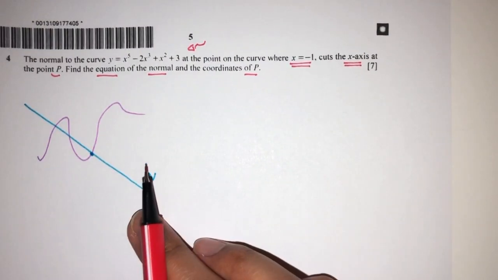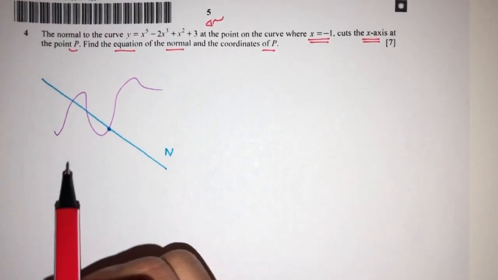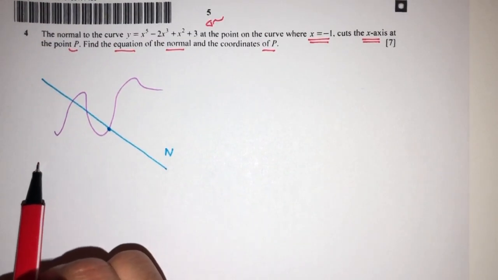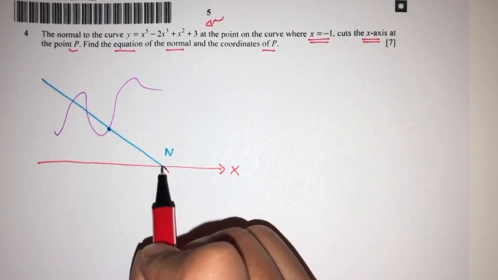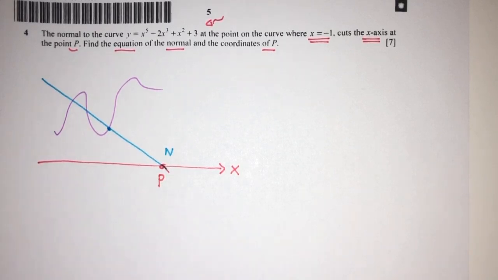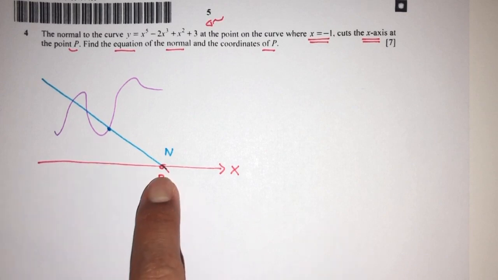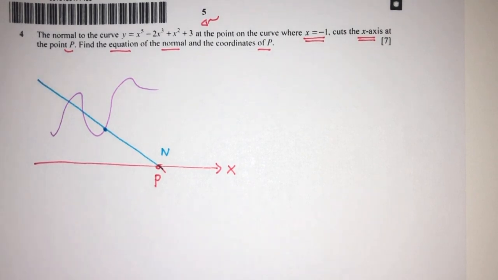Now this normal as well, what happens? It cuts the x-axis. So now let's say we have an x-axis over here. Right, this is my x-axis. So this is the point of intersection. So that will be my point P. So basically this is the main idea behind this question. We have a curve, we have a normal, and we have to find the point P and the equation of normal. Now again, you can see that normal is a straight line, so we have to find the gradient of normal. So we have done this many times.